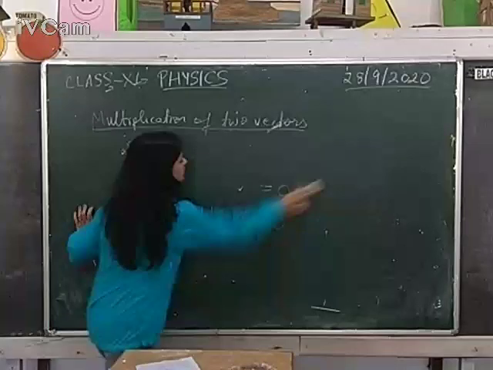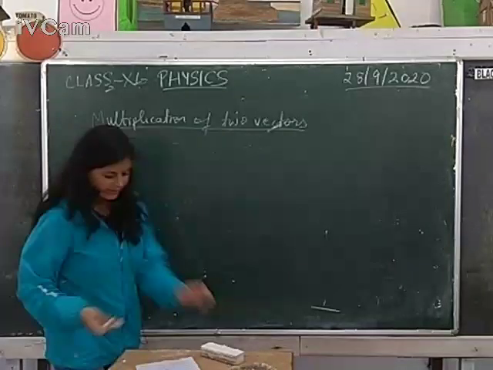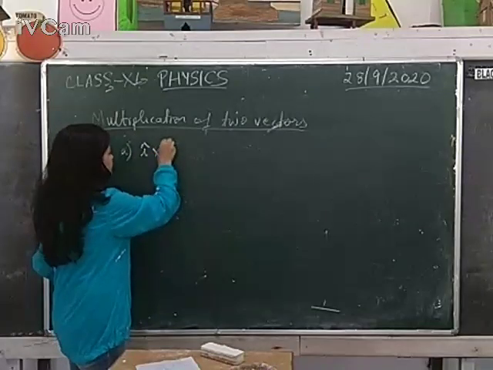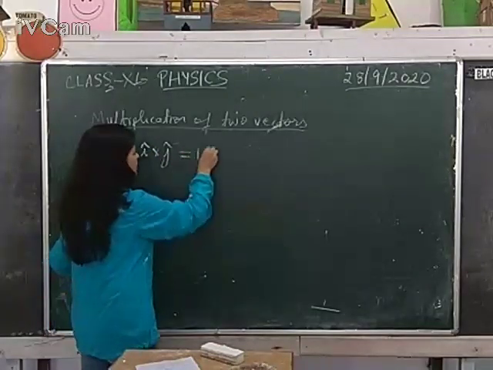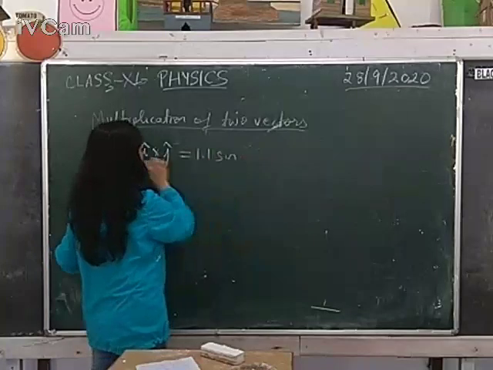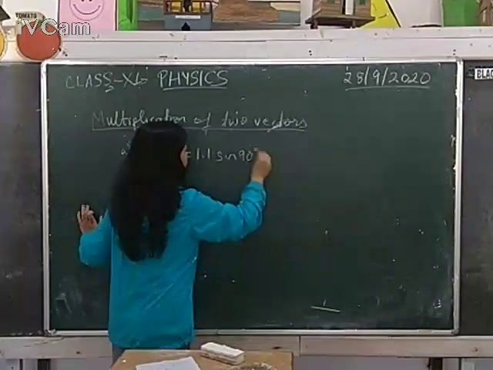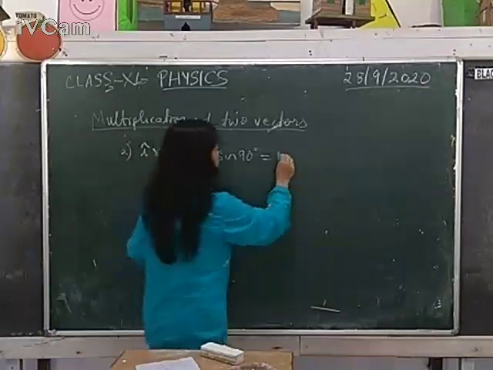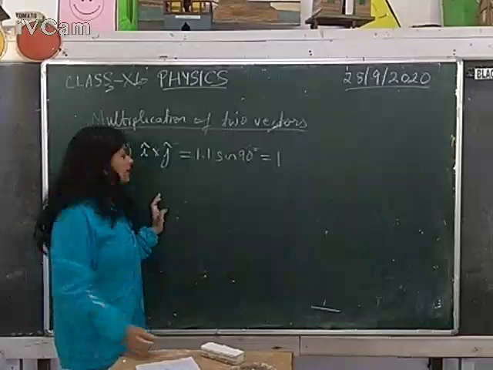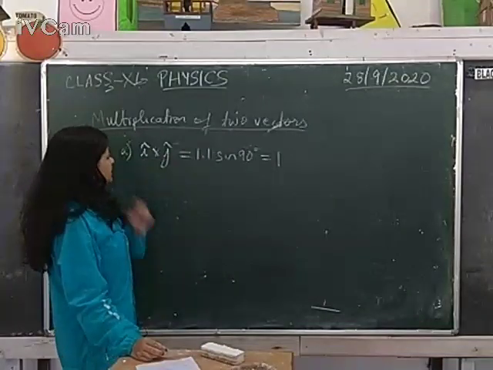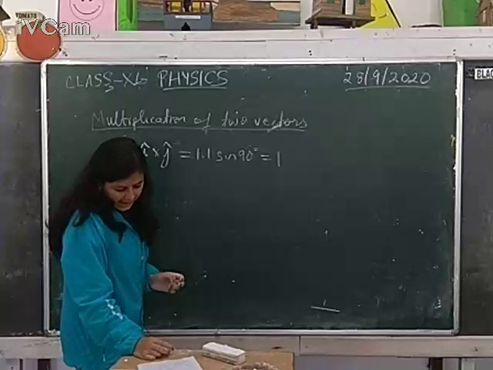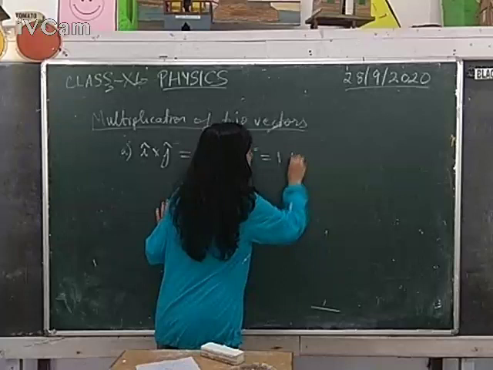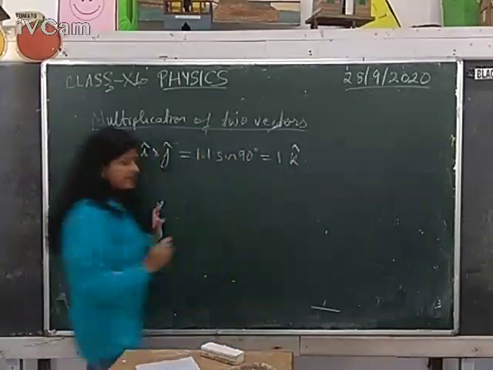Let's quickly find out the vector multiplication of the perpendicular vectors, that is I cross J. I cross J is 1 into 1 into sine of the angle between them, which is 90, so it will be equal to 1. But of course the direction has to be specified. The plane containing I and J, the perpendicular to that plane is K, so it will be 1 into the unit vector along the K direction.